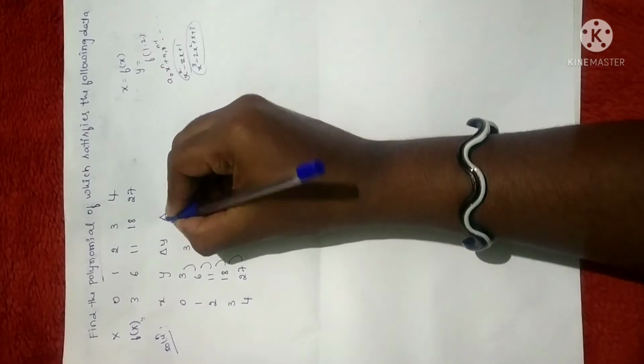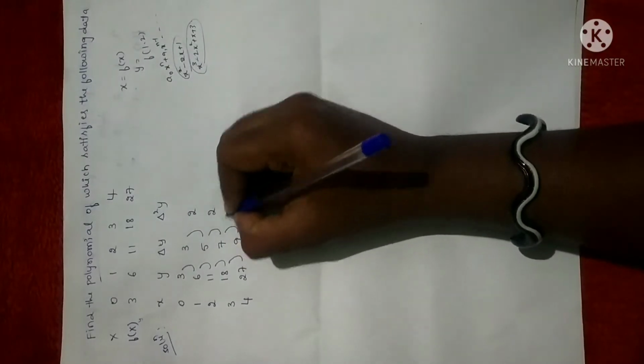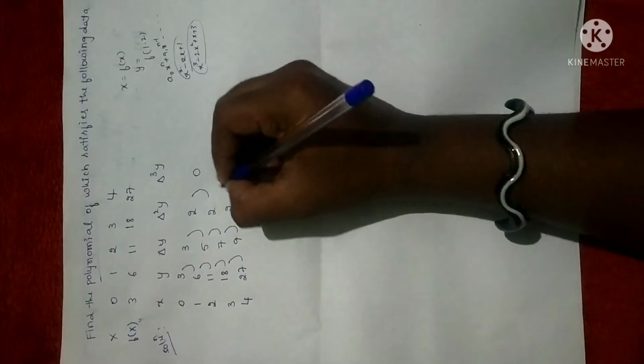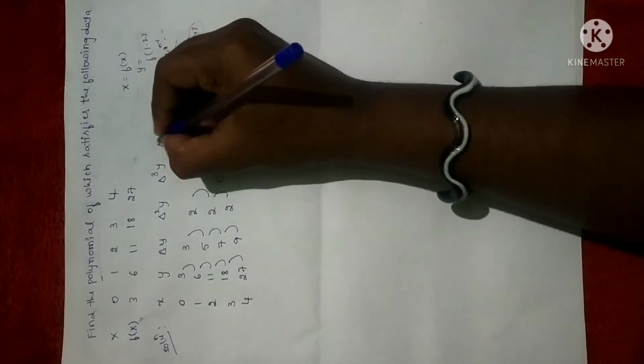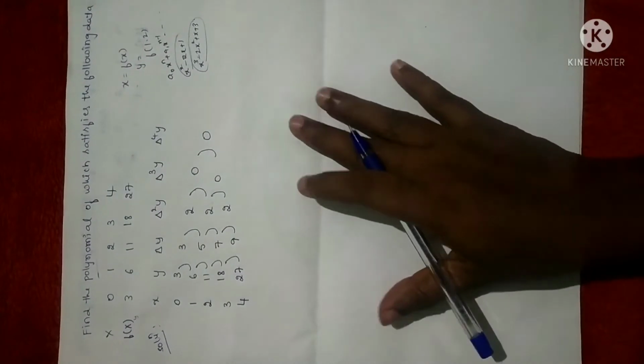Now we have to calculate delta square y. 5 minus 3 is 2, 7 minus 5 is 2, 9 minus 7 is 2. Next, the third forward difference, delta cube: 2 minus 2 is 0, 2 minus 2 is 0. Next, the fourth forward difference is 0 minus 0, which is 0 only. So this is the forward difference table.